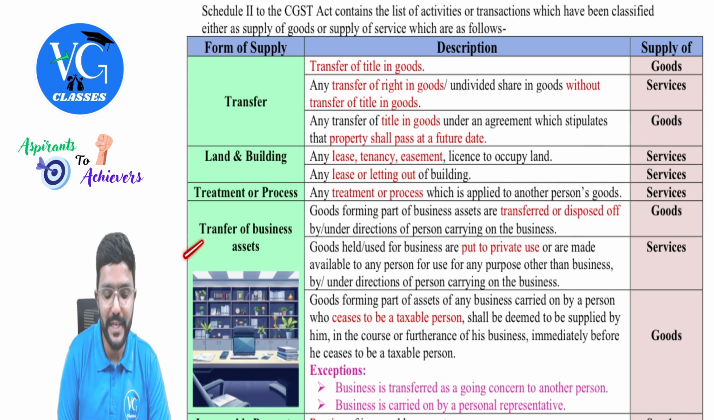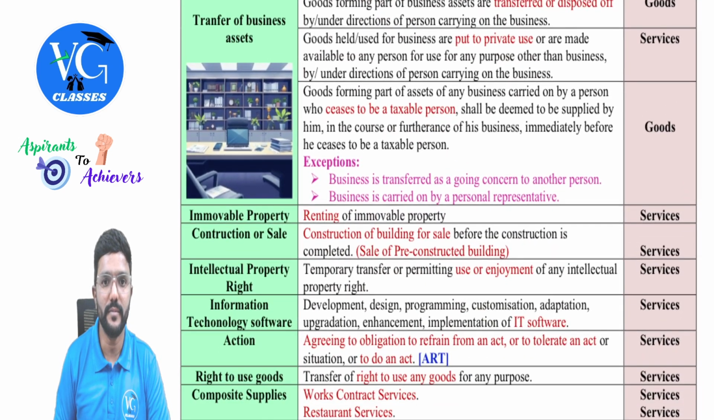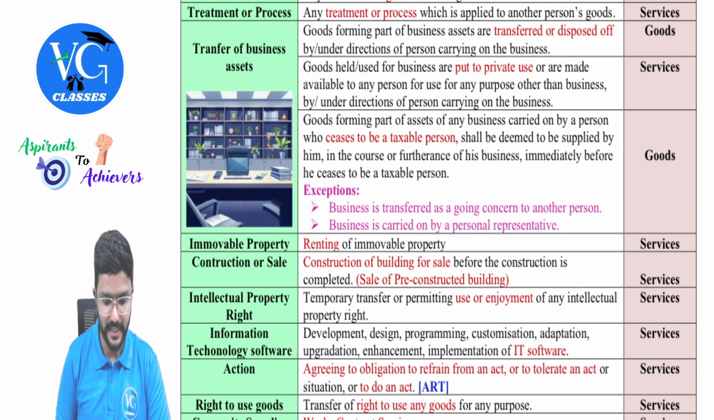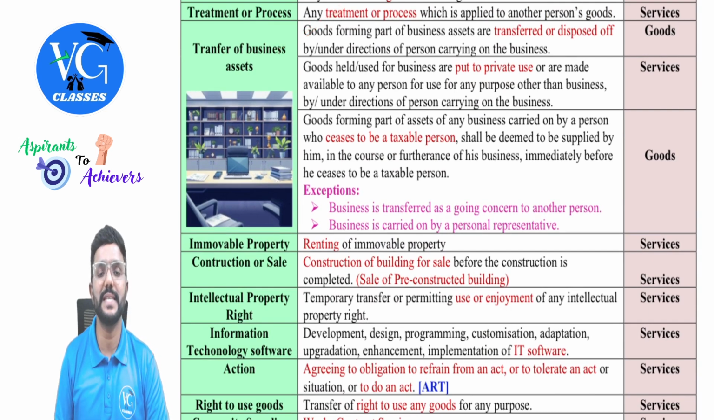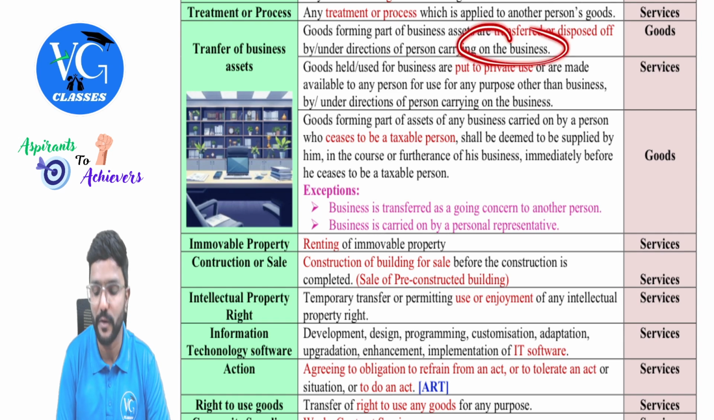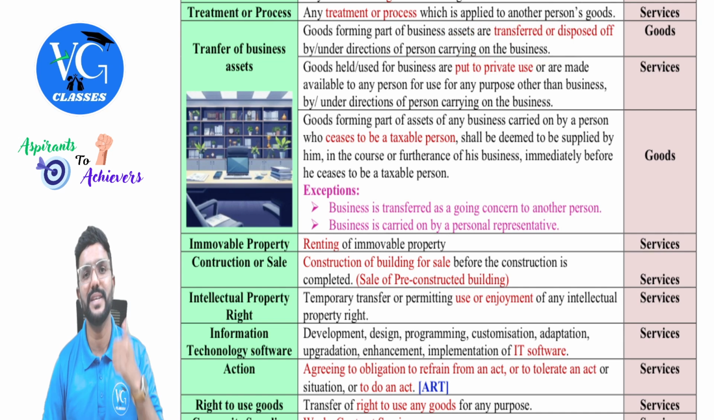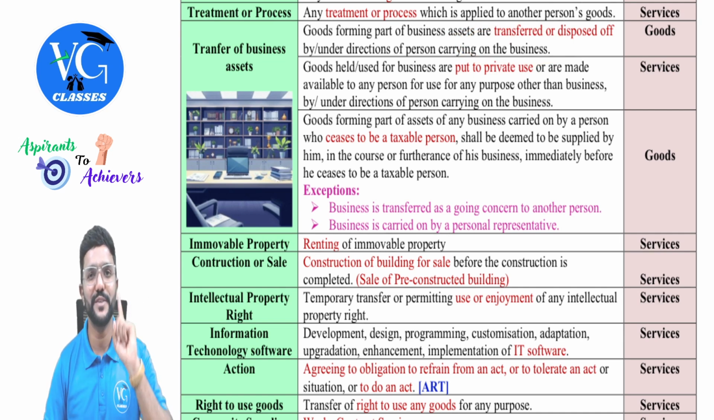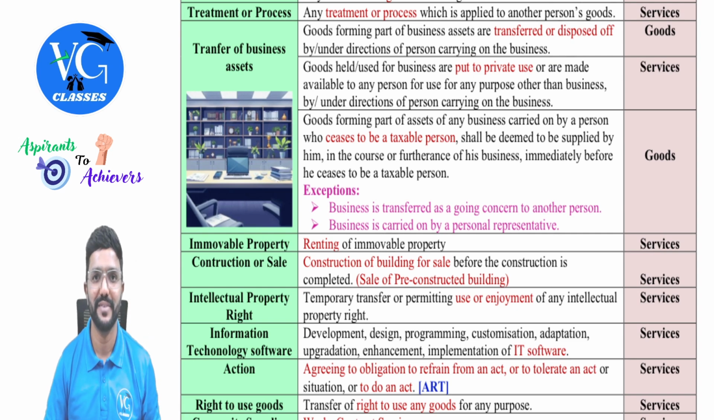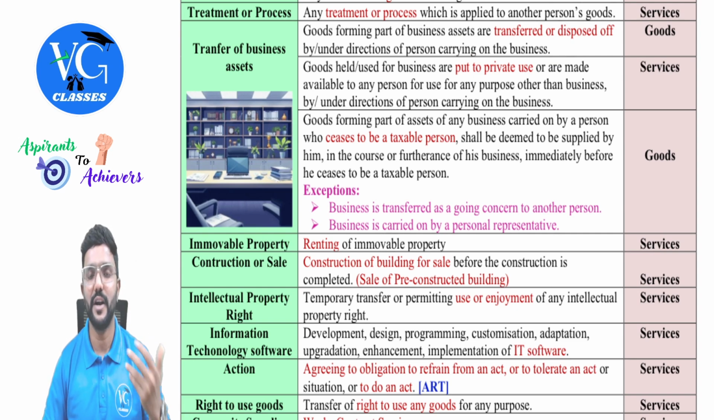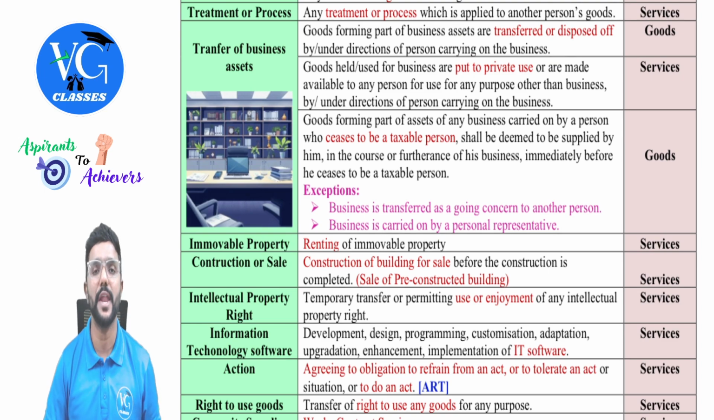Okay. Next, transfer of business assets. Goods forming part of business assets are transferred or disposed of by or under the direction of a person carrying on the business. Now assume, sir, I had purchased an asset for a business. Now it is disposed of or sold. If it is for a consideration, 7.1a, supply. If it is not for a consideration, then we have to check whether ITC was claimed when it was purchased. If yes, it is a supply as per para 1 of schedule 1.